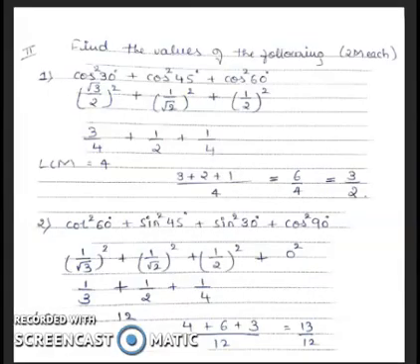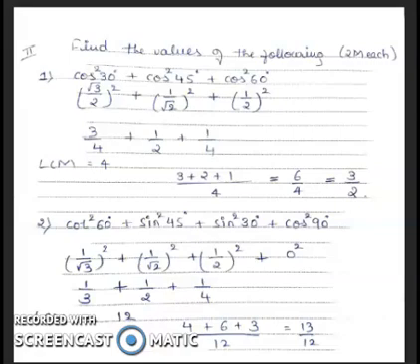Now our next question from the exercise. Find the values of the following. 2 marks each. First one, cos square of 30 degree plus cos square of 45 degree plus cos square of 60 degree is given. 3 terms are there. Substitute their values from the table and simplify. Wherever possible, take LCM. You get the required answer 3 by 2.